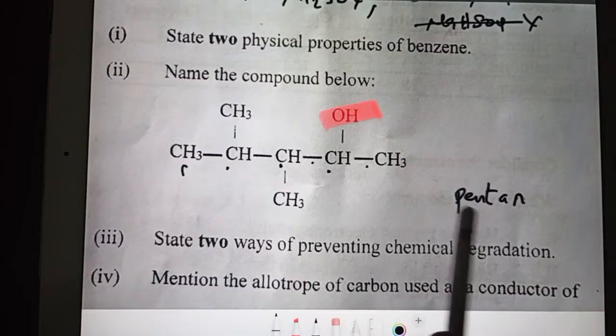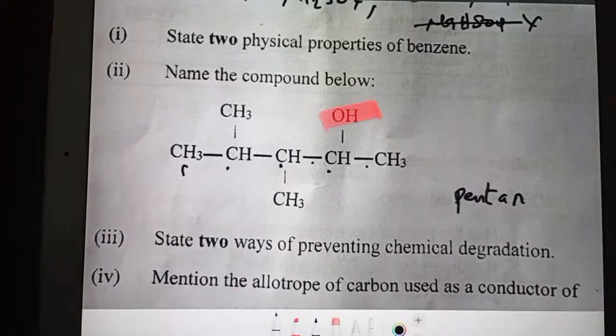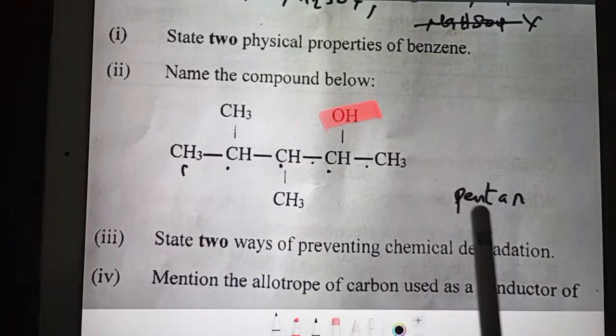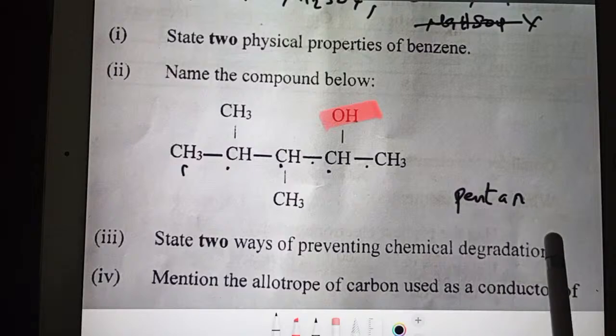How did I get pent? Pent is 5. You know your mathematics: pentagon, hexagon, heptagon, octagon. But in chemistry, we are nice people. We don't shoot. We remove that gun. Don't mind me there. So we just have pentan.